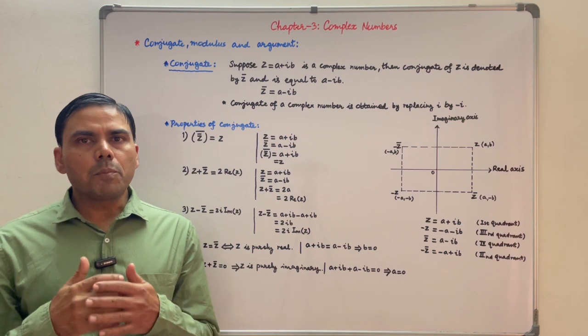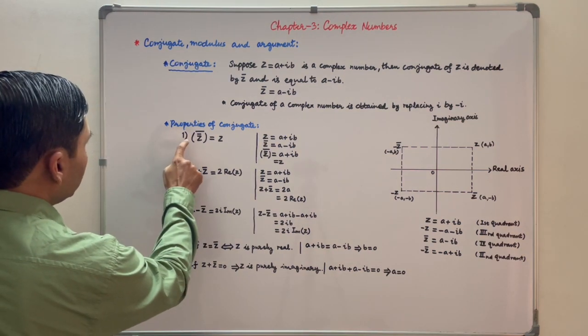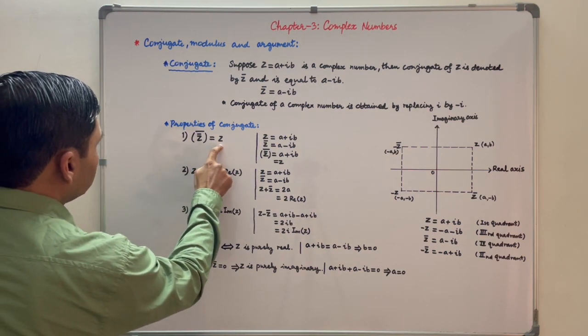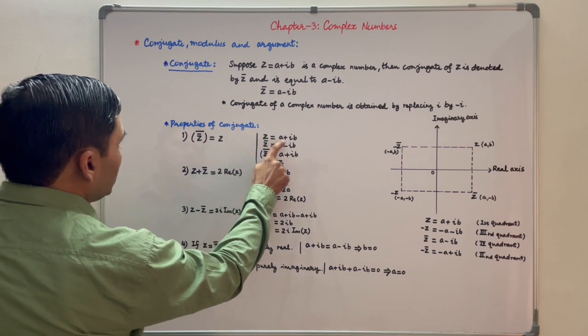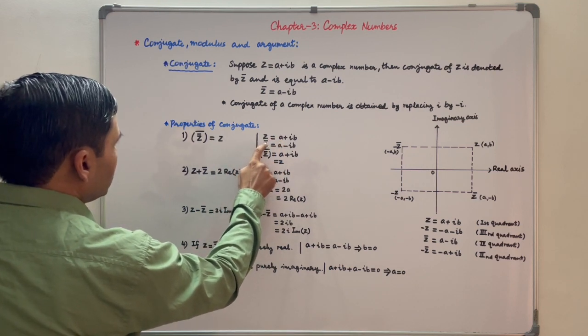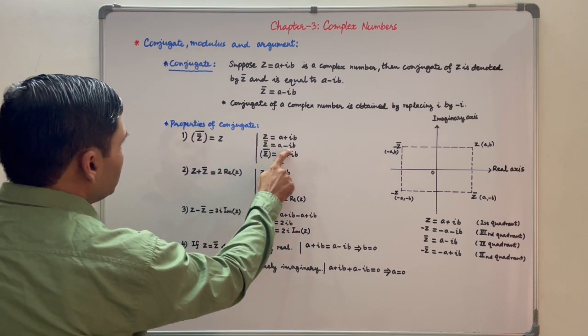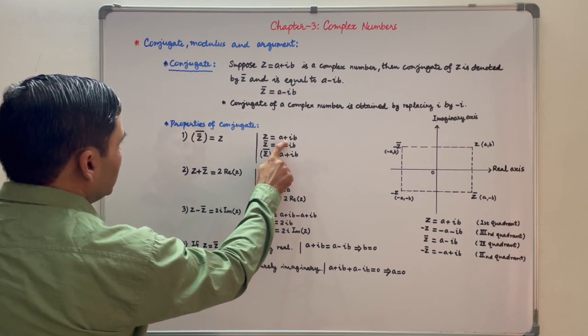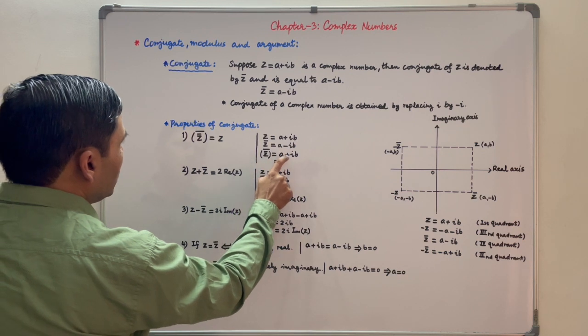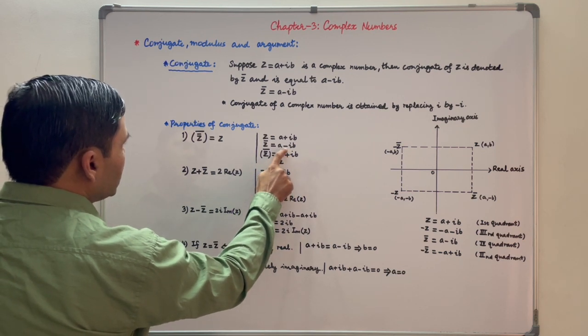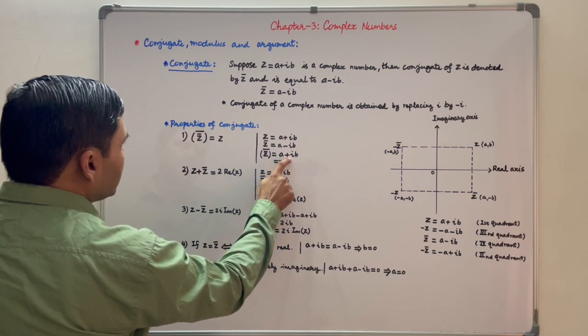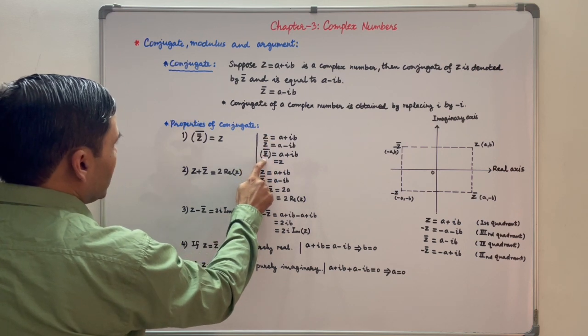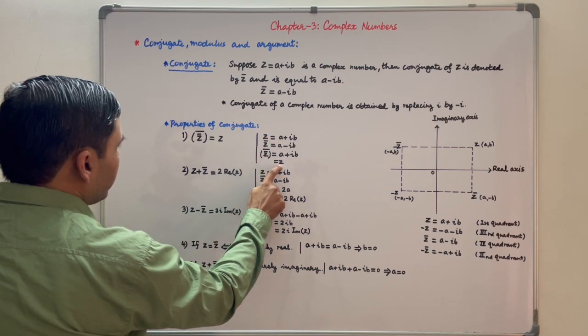Now let us see properties of conjugate. First property, bar of z bar is equal to z. Suppose z is equal to a plus ib, so z bar is equal to a minus ib. We just need to change the sign in between real and imaginary parts. Bar of z bar is equal to a plus ib. Again we need to change this sign. A plus ib is equal to z. So bar of z bar is equal to z.